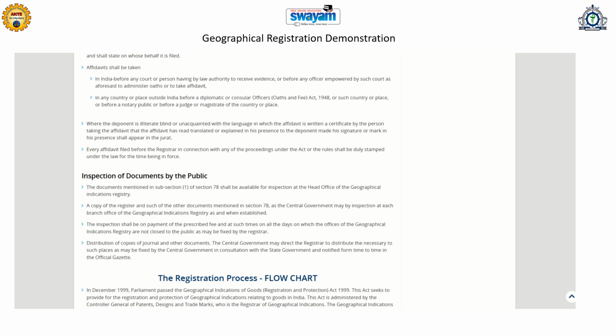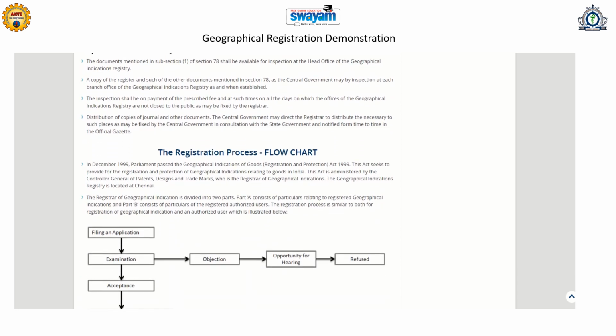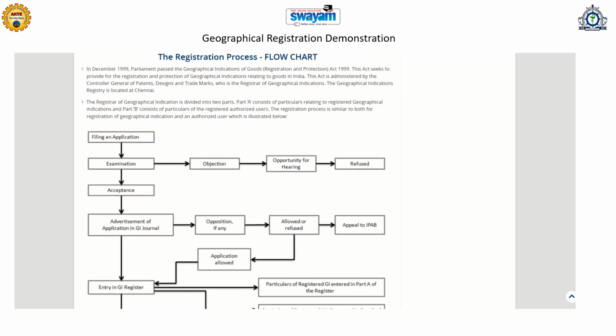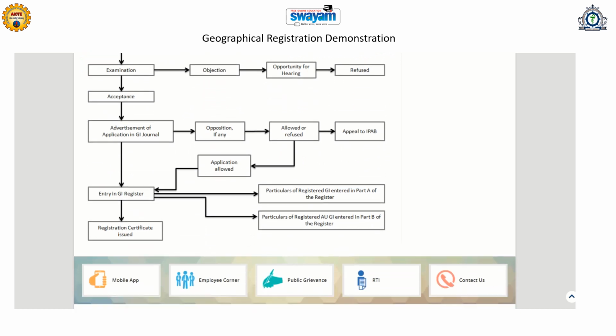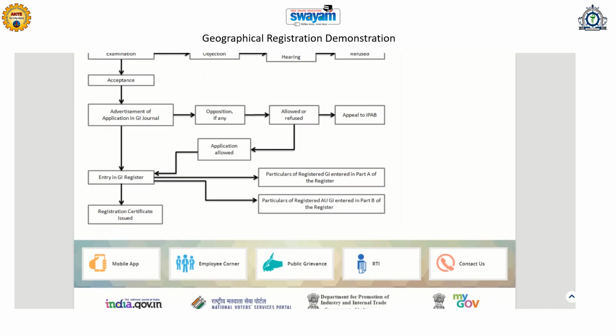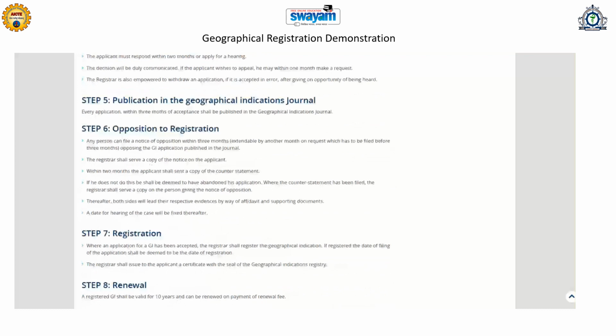Then here the flow chart of the registration is also mentioned: filed application, examination, objection, then hearing, then refusal or acceptance, then advertisement in a journal, then opposition, then either it is refused or the application is accepted, then its entry in the register, and then its certificate is issued, and meanwhile there can be renewal also. So this is the flow chart.